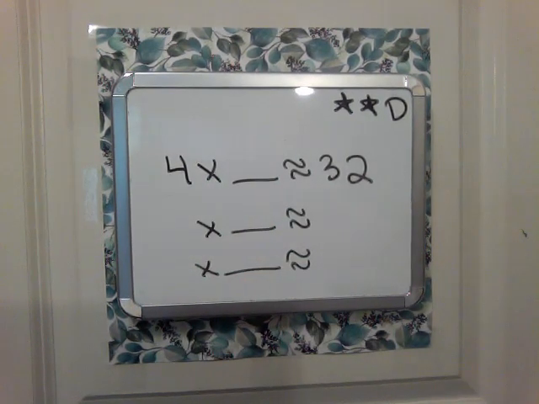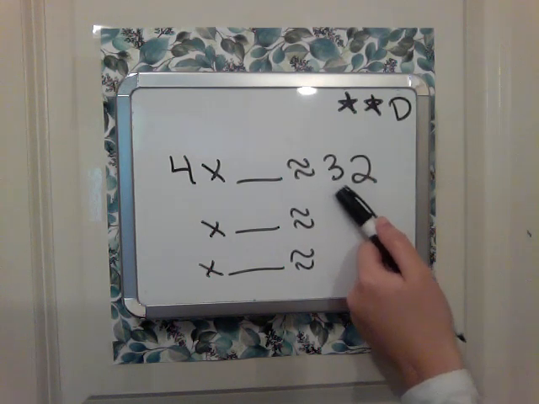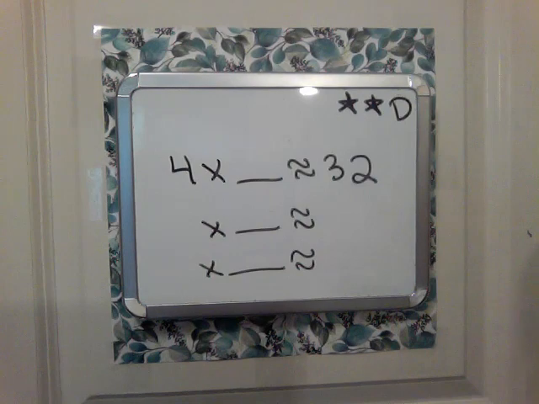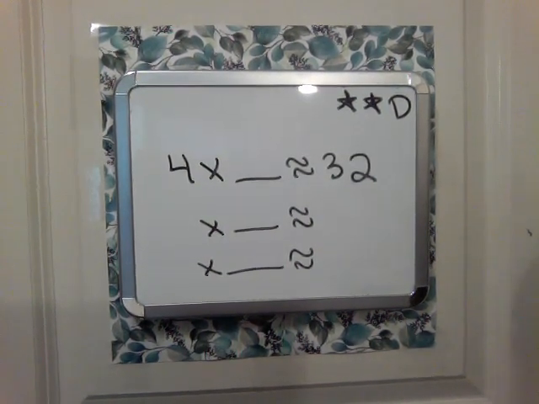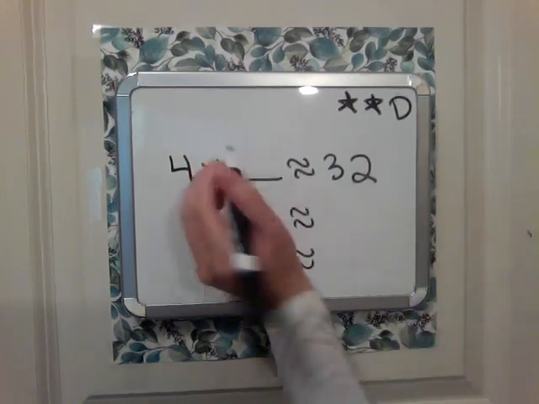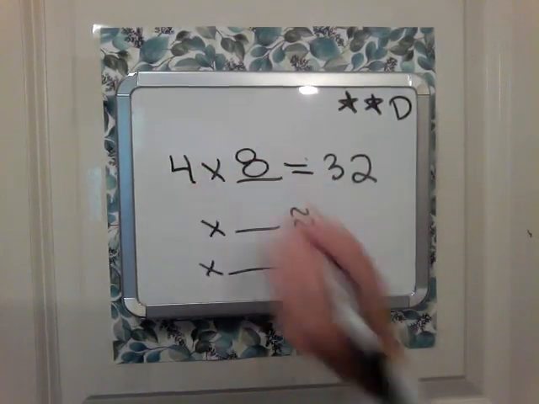So, okay, 4 times 10. I like to start with an easy one. 4 times 10 is 40, which is too big. So we need to go down. I'm going to try 4 times 7, 28. That gets closer, but I'm going to see if we can get any closer. 4 times 8 is 32, exactly. So this is actually a perfect equals.